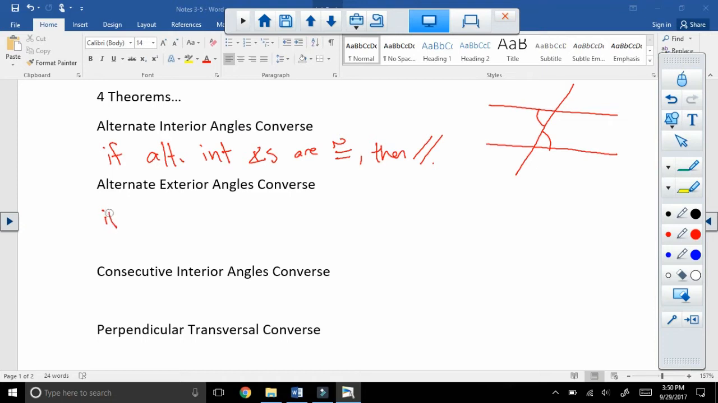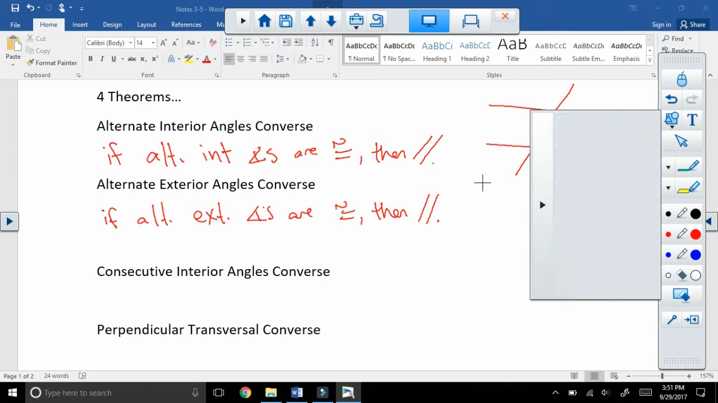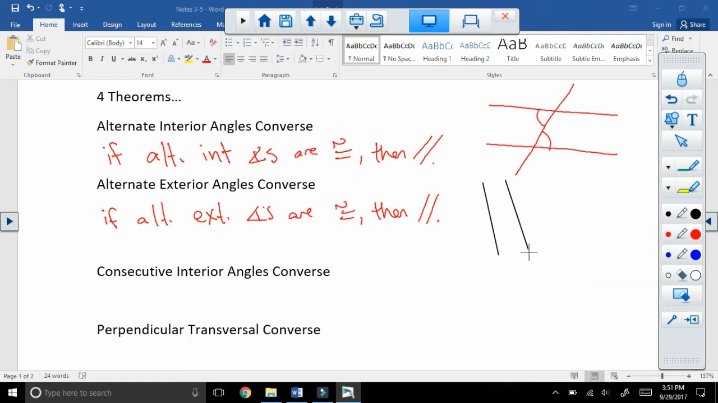Same thing for alternate exterior angles. If the alternate exterior angles are congruent, then you have parallel lines. If you want to draw a quick picture of that, I think the pictures would probably be the most helpful thing to you here. So if you have a couple lines and you have the alternate exterior angles congruent, then you would know that these lines are parallel to each other.